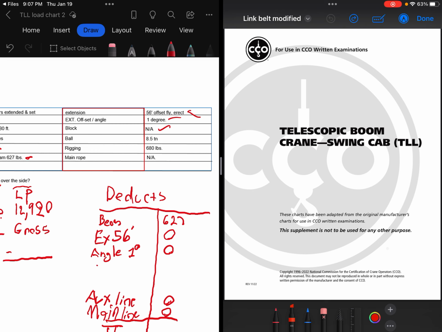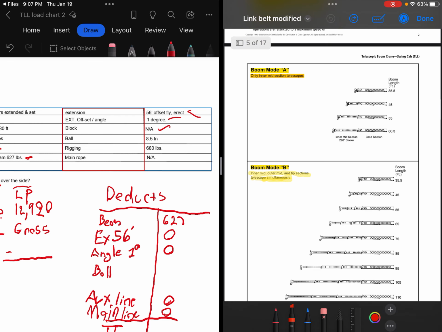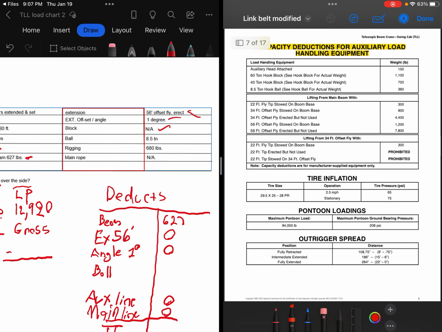We have a ball. Our ball is the 8.5 ton. So let's come over here and see what that ball weighs. We're going to scroll down here to our deduction weights.